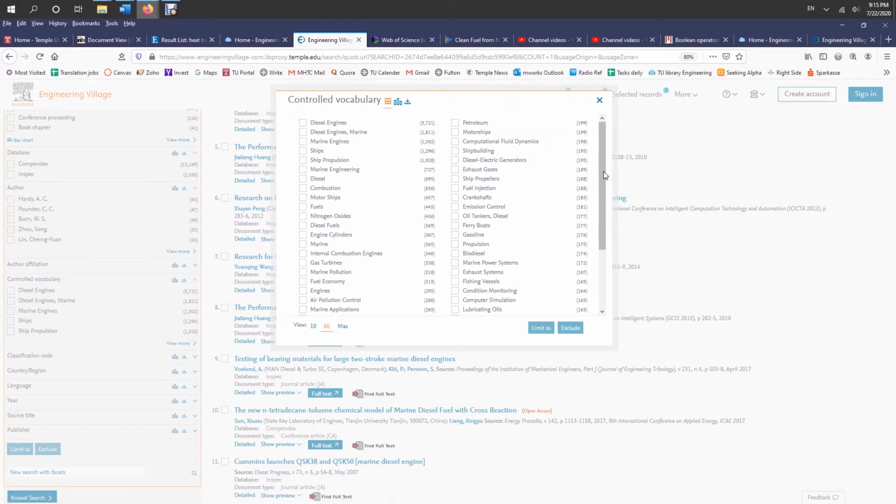Okay, this is showing us all of the other terms that are related to marine diesel. So there's 5,721 that include the term diesel engine, and these are all different terms. What you can do is just go through and check these off. So maybe nitrogen oxides, we're looking for engineering problems. Nitrogen oxide sounds like a pollutant. Air pollution control. Exhaust gases.